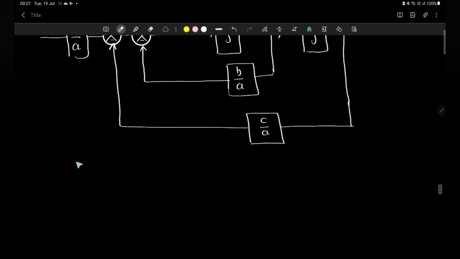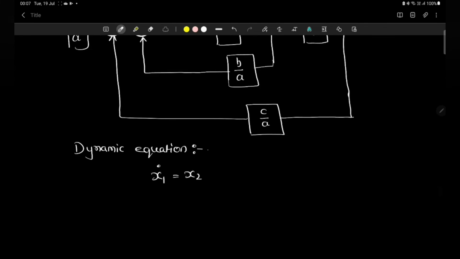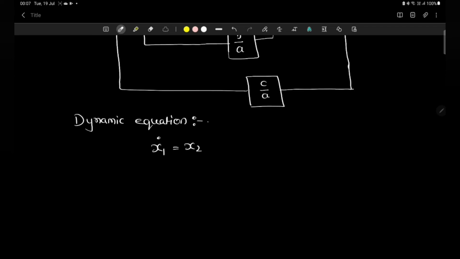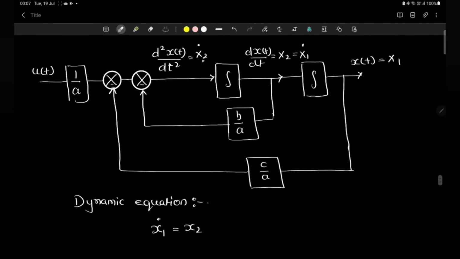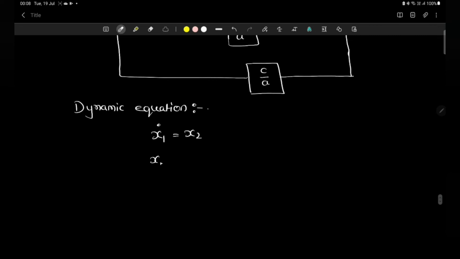Now what are the dynamic equations we got here? Differentiation of x1 is x2, and x2 dash is equal to minus c by a x1 minus b by a x2 plus 1 by a u of t.